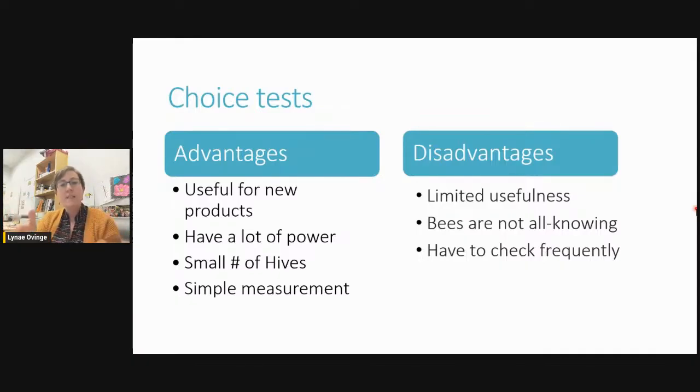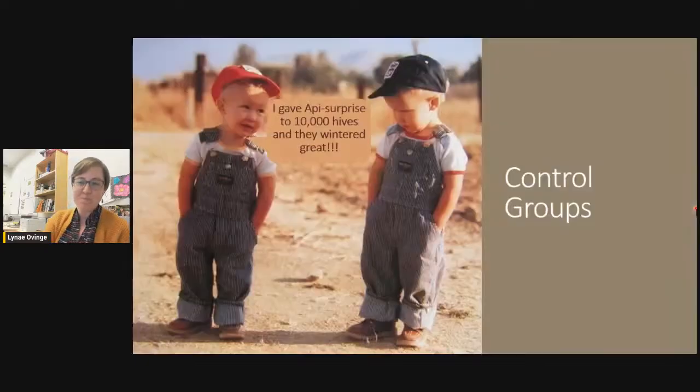Disadvantages is limited usefulness. It'll only let you know, will they take this down? But there's times when that's really useful for your operation, right? And bees, despite what some people may say, are not all knowing. So just because they eat more of something does not mean that they know that that thing's better for them. So we don't know that it's necessarily healthier. And you also have to check frequently. So if you come back in 3 weeks and both things are done, you really haven't learned anything.